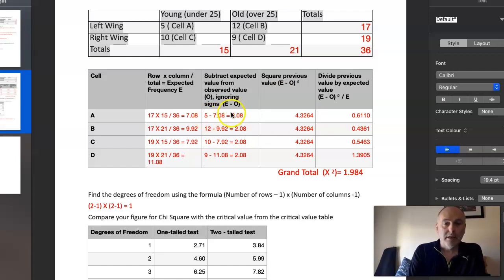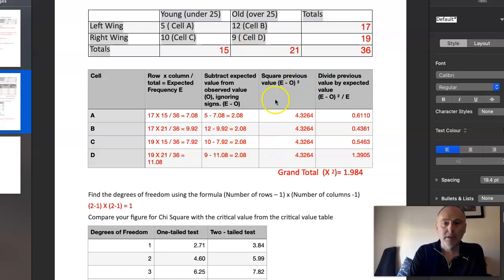We're going to go E minus O in this particular case. I could have gone O minus E; it doesn't make any difference really. It's just going to give a figure, a difference between the observed and the expected value. 5 minus 7.08, we'll just ignore the minuses, it doesn't make any difference, is 2.08. 12 minus 9.92 is 2.08. Again, you can see we get the same figure the whole way down. Do that for each of the cells.